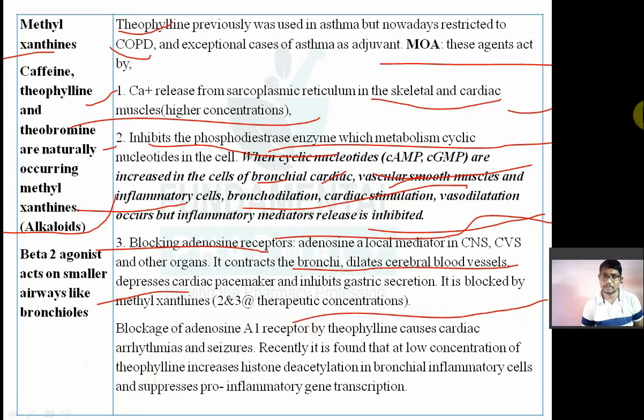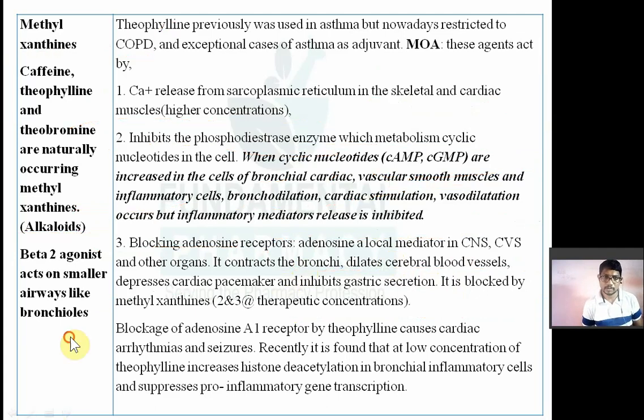So obviously action 2 and action 3 are shown by theophylline at a therapeutic concentration, which is responsible for the anti-asthmatic activity. Now you can see over here, blockage of the adenosine A1 receptor by theophylline causes cardiac arrhythmia because it is non-selective. It's not that it will block only the adenosine receptor in the bronchi; it blocks all adenosine receptors, in the bronchi, the heart, the gastric acid gland, etc. Because of the blockage of the A1 receptor in the cardiac cell, it causes arrhythmia and seizures.